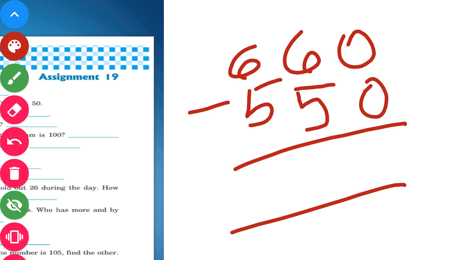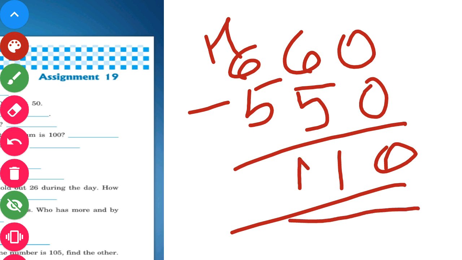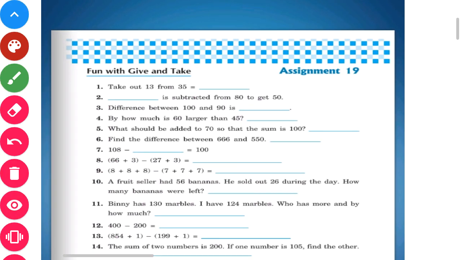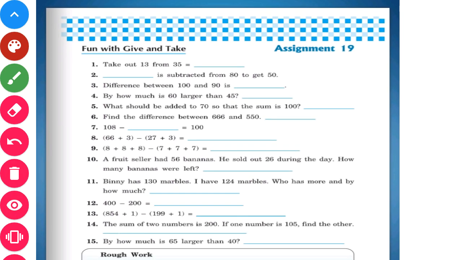So, we will start from ones place. At ones place, we are having 0. So, 0 minus 0 will give us 0. At tens place, we are having 6. 6 minus 5 will give us 1. And again at hundreds place, we are having 6 minus 5, and 6 minus 5 will give us 1. So, our answer is 110.